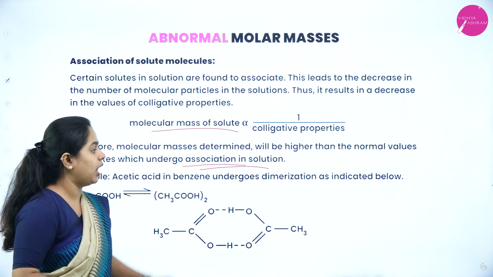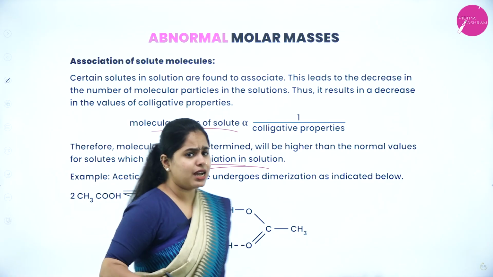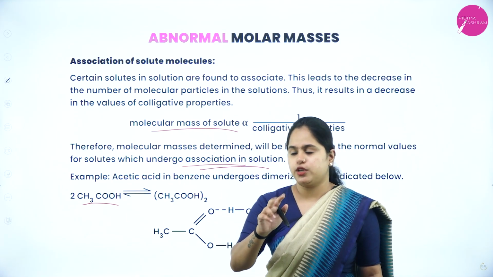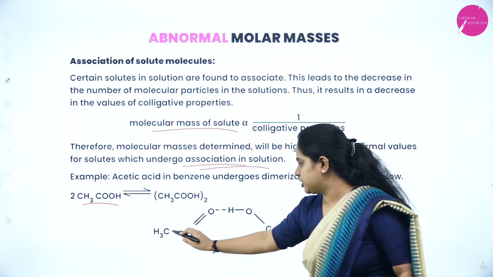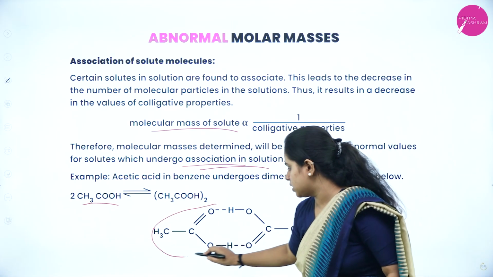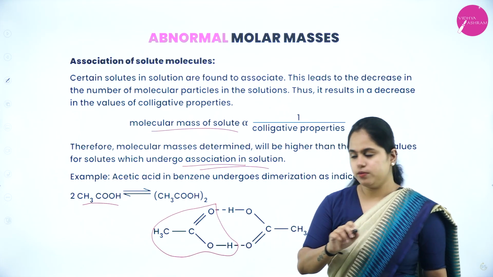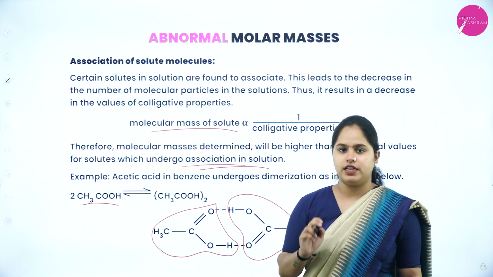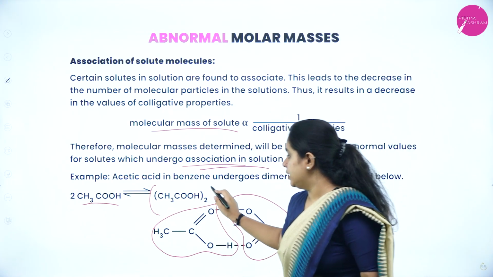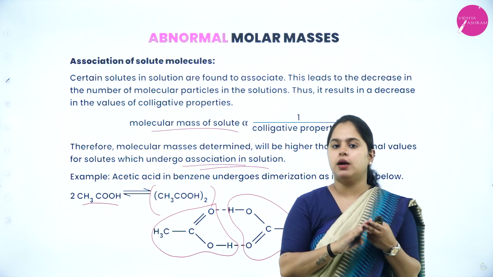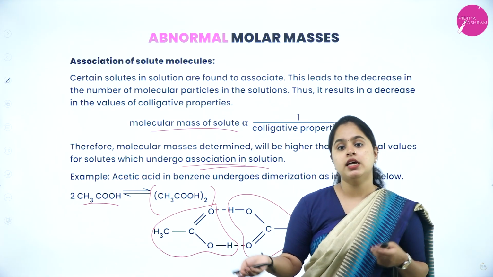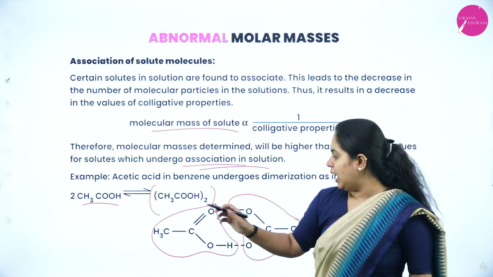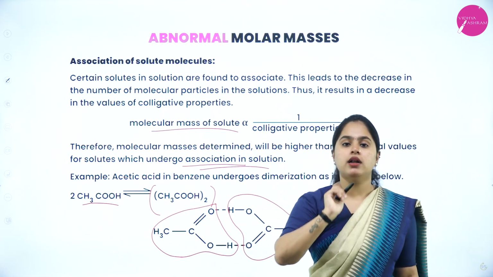Let's take this example: acetic acid in benzene undergoes dimerization. As you can see in this diagram, there are 2 molecules of acetic acid, CH3COOH. This is one molecule and this is another molecule. Now what happens? It dimerizes. Two molecules combining means it dimerizes. If it was 3, it would be trimerizing. So the dimerization process takes place and now it acts as just 1 molecule.